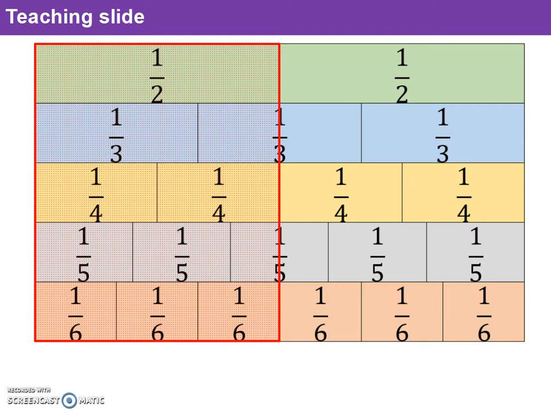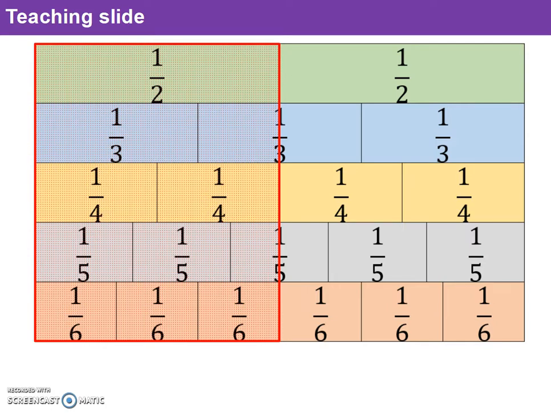1/2, the denominator multiplied by 2 gives me 4, the numerator multiplied by 2 gives me 2, so 1/2 is equivalent to 2/4. 1/2, the denominator multiplied by 3 gives me 6, the numerator multiplied by 3 gives me 3, so 1/2 is equivalent to 3/6.